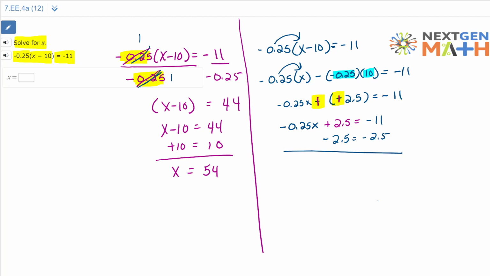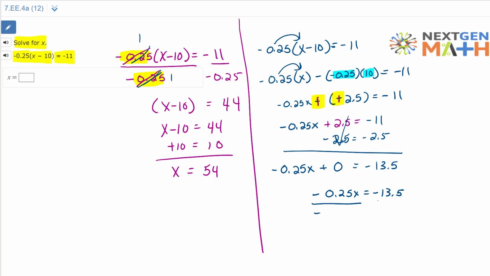So now we'll subtract 2 5/10 from each side. Again, we're trying to isolate x or get x by itself. This part right here becomes 0. We designed it that way. And on the right, we have negative 11 minus 2.5. That's going to be negative 13.5. And we still have this negative 25 hundredths x on the left side. So we're going to rewrite this as negative 25 hundredths x equals negative 13.5.